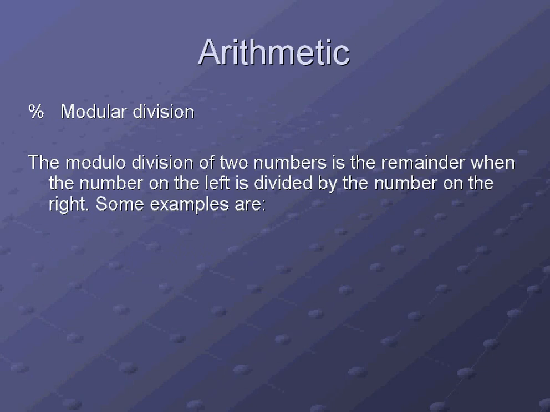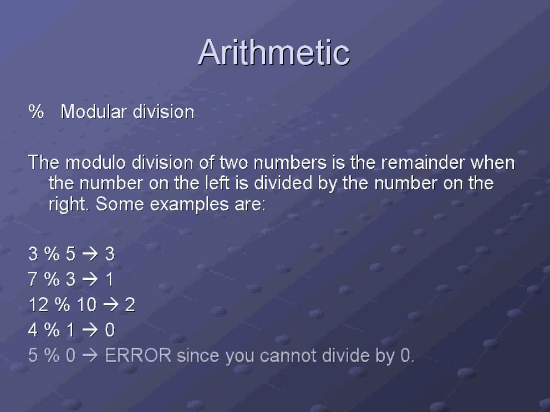So some examples are 3 mod 5, which is indeed 3. 3 does not go into 5 any whole number of times, but there's 3 left. 7 mod 3 is 1, because the remainder when 7 is divided by 3 is 1. 12 mod 10 is 2. 4 mod 1 is 0, so the rule applies that anything mod 1 is 0. And 5 mod 0 will give you an error, since you cannot divide by 0.